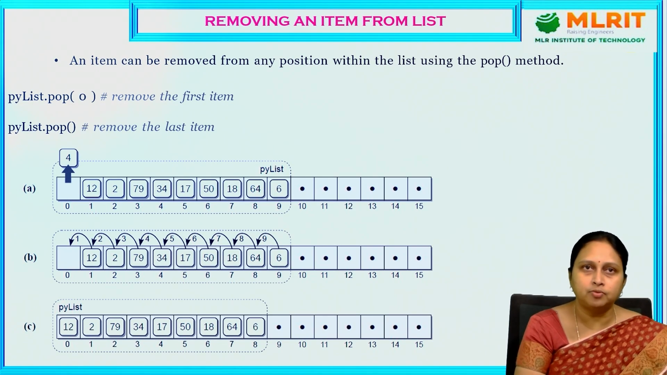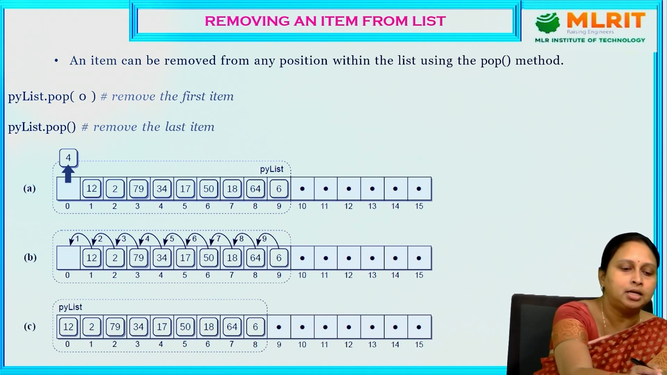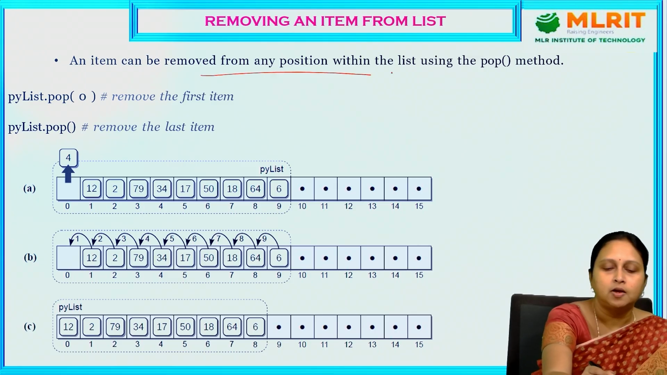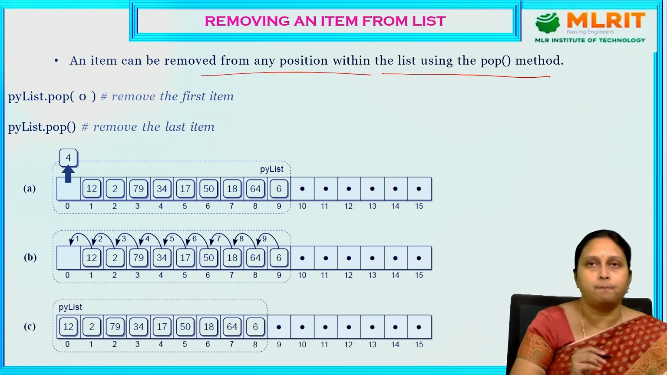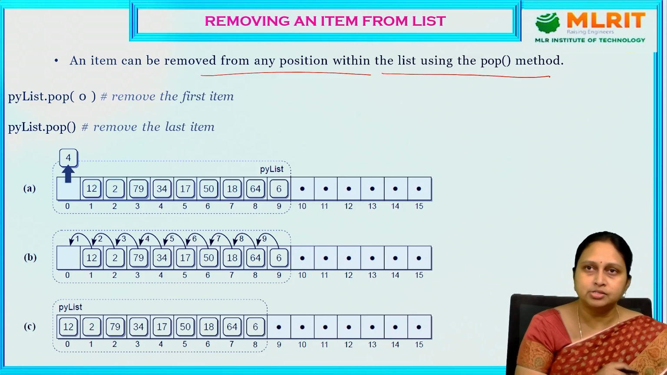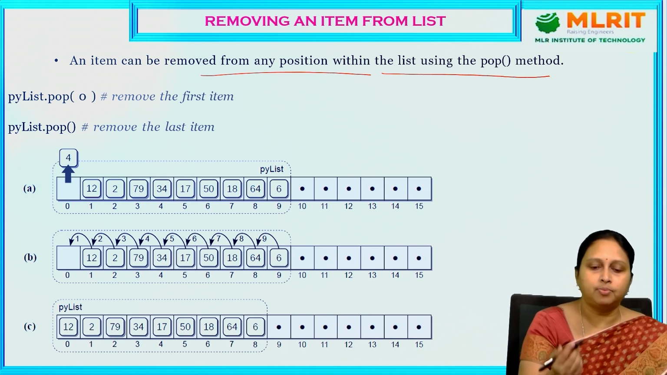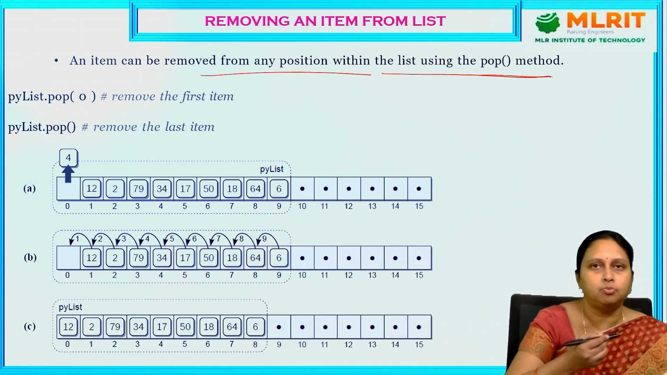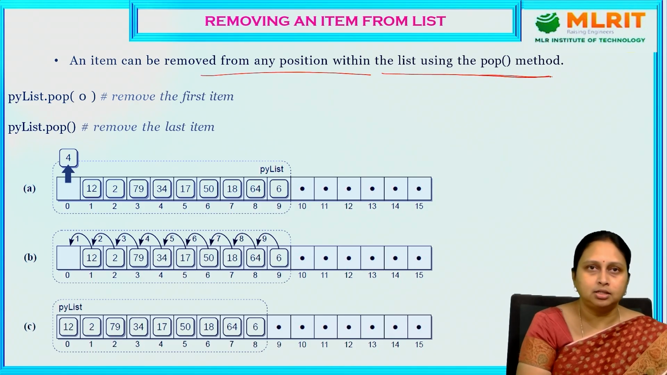And the next one we are going to see is that an element can be removed from a position within the list using the pop method. Like insertion, if you want to delete an element from the list, that is also possible. How can we delete it? By using the pop method we can delete. Let us see in which way we can delete an item from the list.